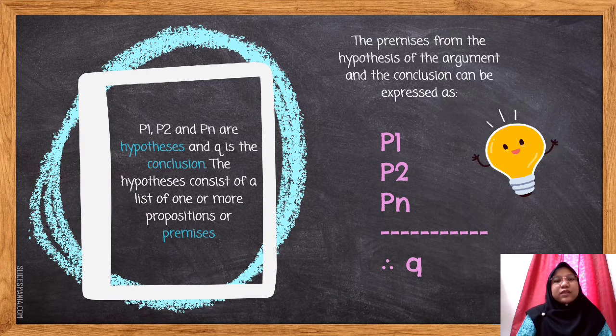The premises form the hypothesis of the argument, and the premises and conclusion can be expressed as P1, P2, Pn, and Q. P1, P2, and Pn are hypotheses, and Q is the conclusion. The hypothesis consists of a list of one or more propositions or premises.